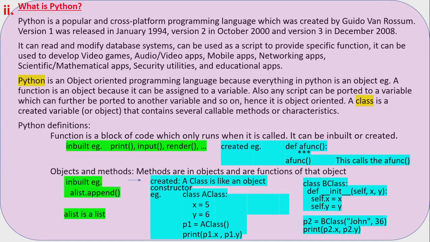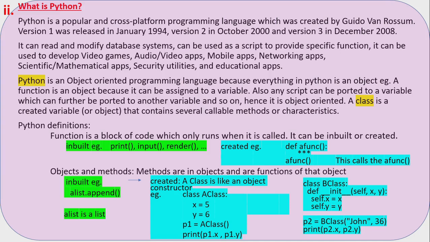A class is a created variable or object which contains several callable methods or characteristics. These characteristics are the functions that can be called within a class.